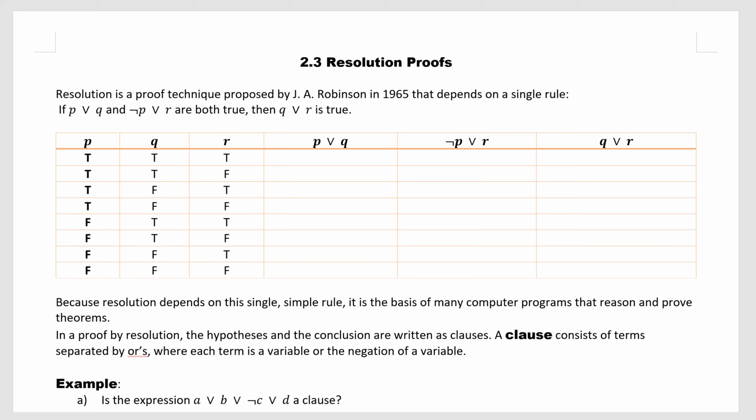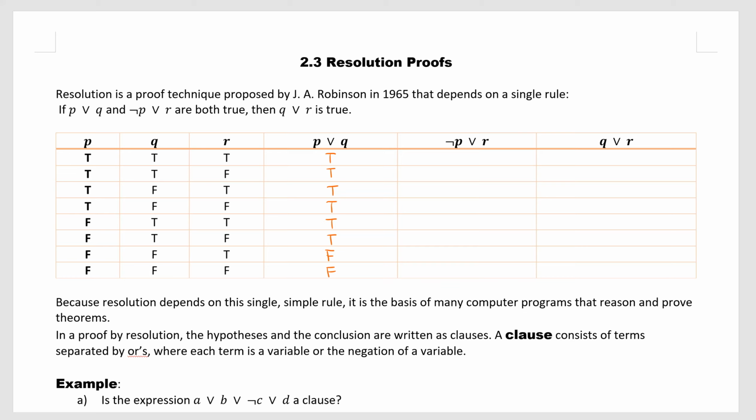Okay, let's look at P or Q. So P or Q is true if P and Q are both true. And actually, as long as one of them is true, the answer is going to be true. Okay, and it's only false when both of them are false. So if P and Q are both false, then P or Q is false.